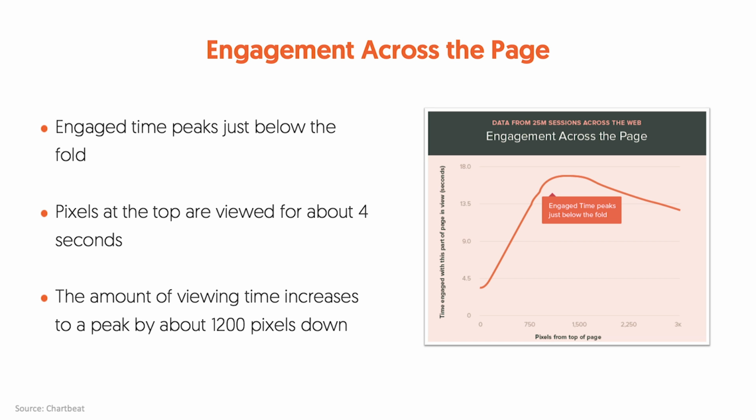You need to also look at the engagement across your whole site and your whole page, not just above the fold. For example, the engaged time peaks roughly just below the fold. That means a lot of people are spending a lot of their time scrolling and looking at the elements right underneath the fold. So you need to really pay attention to what you're putting right beneath the fold. And pixels at the top are viewed for about 4 seconds. The amount of viewing time increases to a peak by about 1,200 pixels down. In essence, the people who are scrolling more tend to be more engaged, and you need to figure out what elements you need to place within those peak elements so that way you can maximize your revenue.